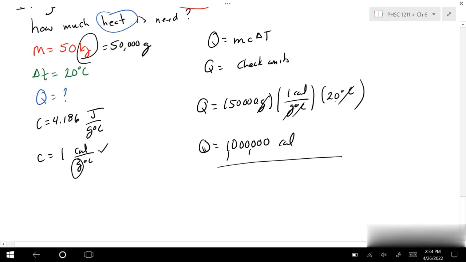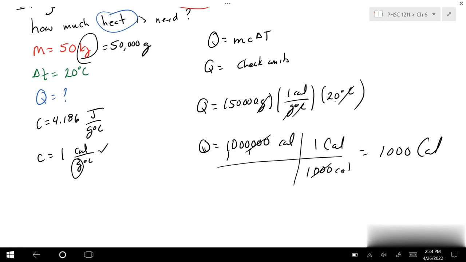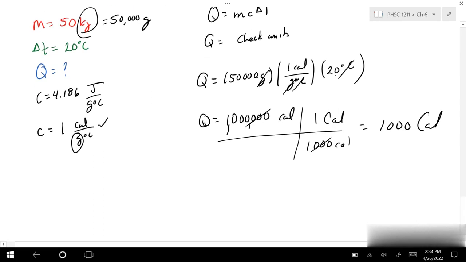So let's convert this. 1,000 calories is equal to 1 Calorie, so divide that by 1,000. So this is 1,000 Calories, which is kind of what you would see. You would need the equivalent of 1,000 food Calories to heat that water up 20 degrees Celsius.